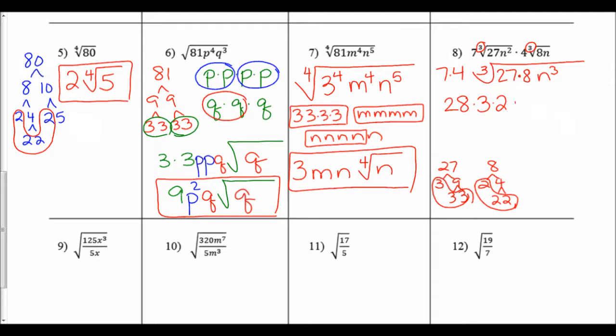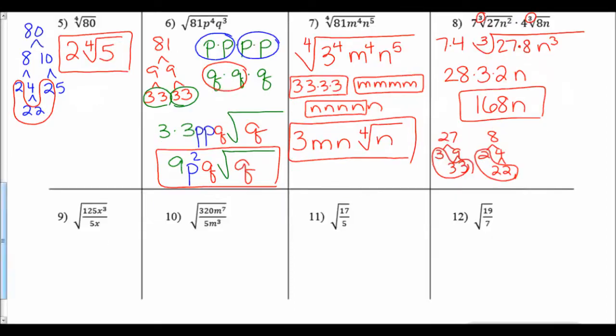The cubed root of n cubed is just n because I had one group of 3 that I could take out. In this problem, everything was on the outside. There was nothing left underneath without a partner. My final step is to combine 28 times 3 times 2, which is 168, and I had the one n. I don't need to write the empty cubed root symbol because there was nothing underneath.